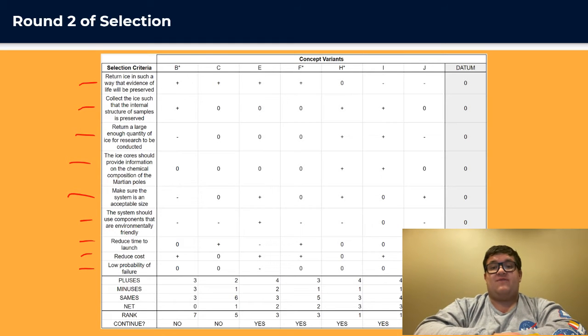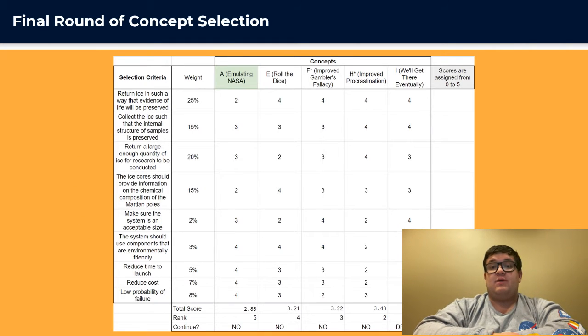The third and final round of concept selection involved the use of a selection matrix. In this matrix, we compared the 5 finalist concepts, including the datum, using the same 9 criteria used in the 2 previous rounds. However, in the selection matrix, the criteria are weighed according to their importance. For us, the most important criteria were the ones that involved making sure we had a good, reasonable sample to achieve the mission's scientific objectives.